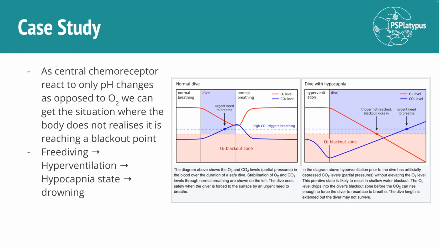However, because of this inhibition of the need to breathe, because their CO2 levels are already really low from hyperventilation, they sometimes run into the unfortunate scenario where their O2 levels drop below the point at which they black out before their brain realizes that they need to breathe. And this unfortunately leads to them drowning.